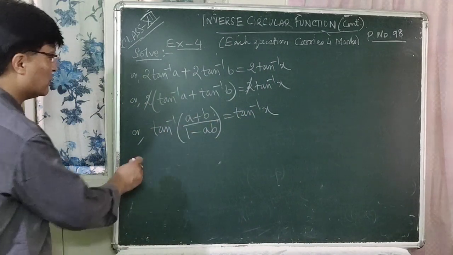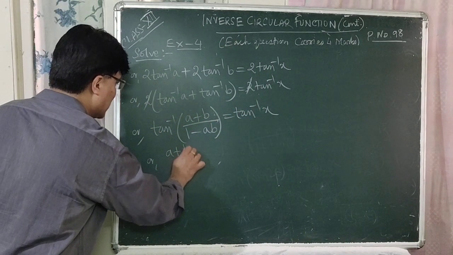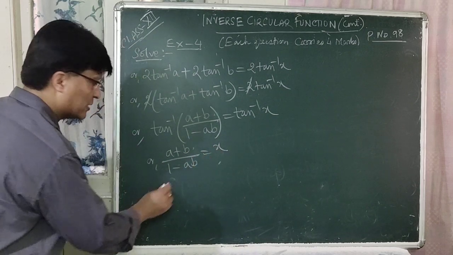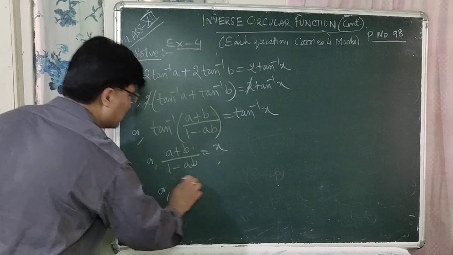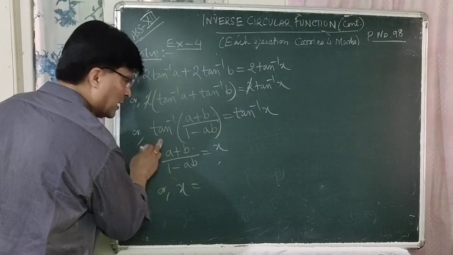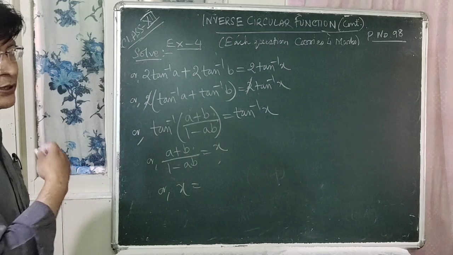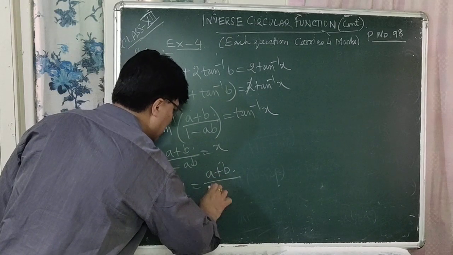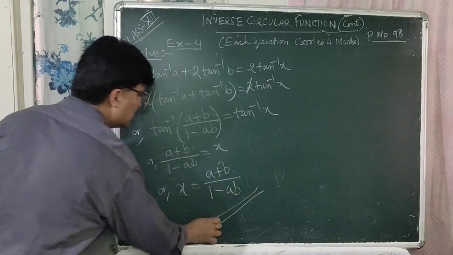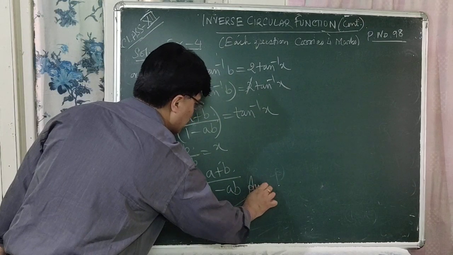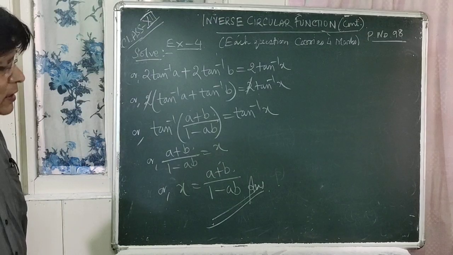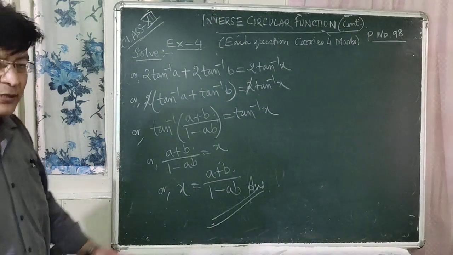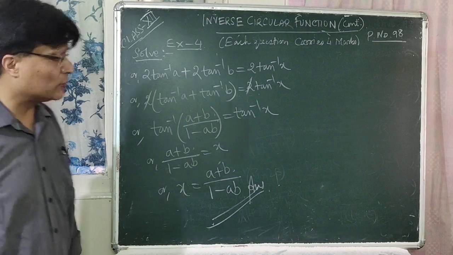You can cancel tan inverse. So what do we get? (a plus b) divided by (1 minus ab) is equal to x. Or you may write x on the left hand side, and this expression on the right hand side. That is, x is equal to (a plus b) divided by (1 minus ab). So this is the answer. Okay, you have understood this? So the value for x is equal to (a plus b) divided by (1 minus ab). So this is the answer. We'll do the next question now.